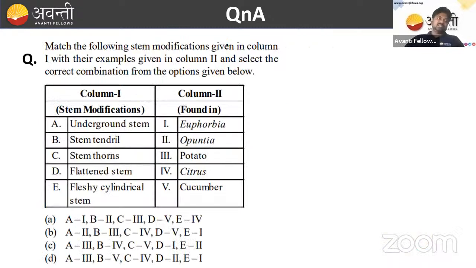The next question on your screen is: match the following stem modifications given in column 1 with their examples given in column 2, and select the correct combination from the options given below. You can see the modified stems here: underground stem, tendril, stem thorns, flattened stem, fleshy cylindrical stem. In column 2, you can see different examples like euphorbia, opuntia, potato, next is citrus, next is cucumber.